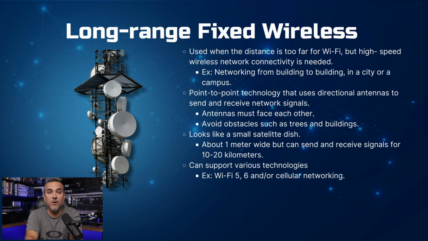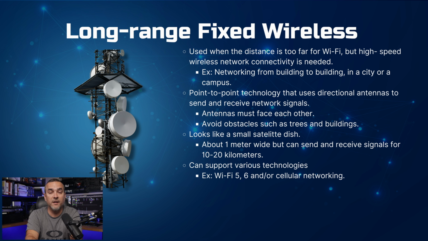When the distance is too far for Wi-Fi but high-speed wireless network connectivity is needed, point-to-point technology can be used. This technology involves using directional antennas to transmit and receive network signals between locations, such as buildings in a city or a campus. The antennas must be positioned facing each other to establish a connection, and obstacles like trees and buildings should be avoided. The antenna resembles a small satellite dish, approximately 1 meter wide, and is capable of transmitting and receiving signals at distances of 10 to 20 kilometers.